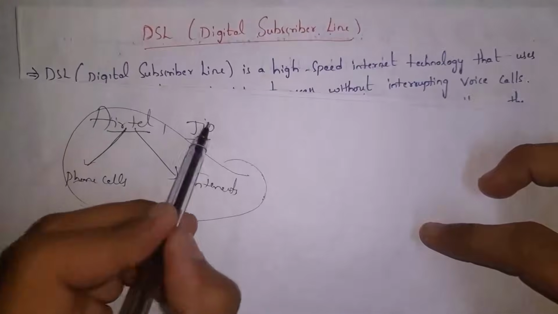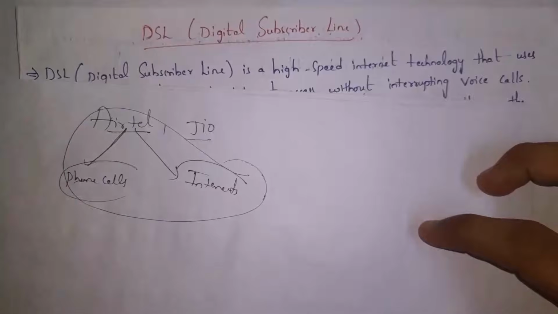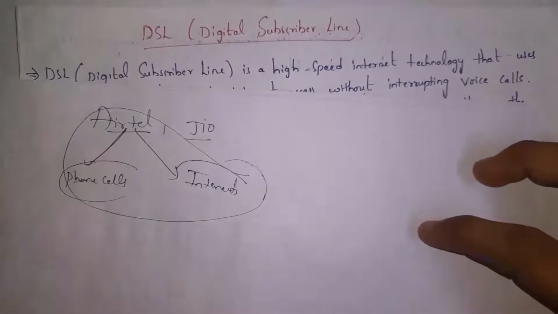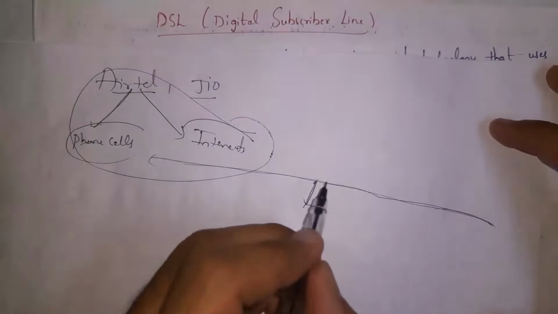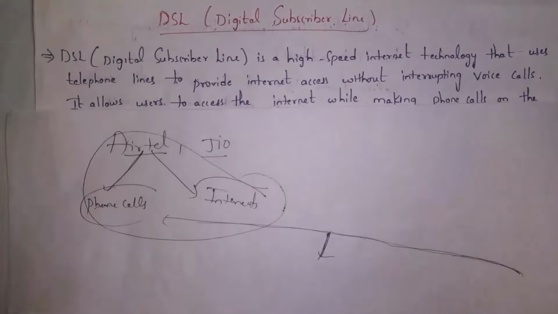So Airtel and Jio are both examples of digital subscriber line, where we can do both voice calls as well as internet access. They will use a single cable. So this single cable will provide both voice calls and internet. As we are accessing voice calls and internet on only one single line, there will not be any interruption.